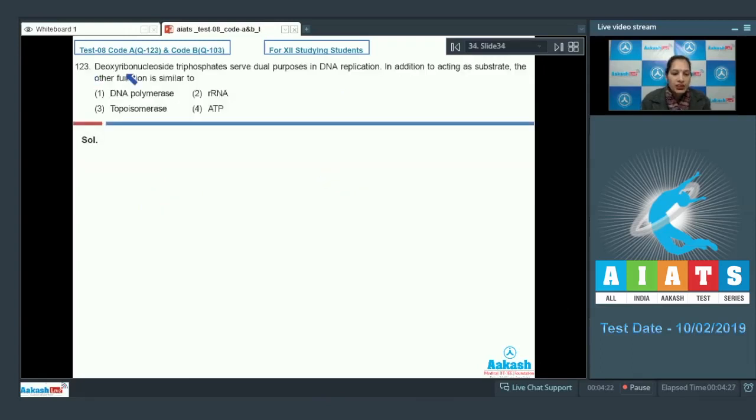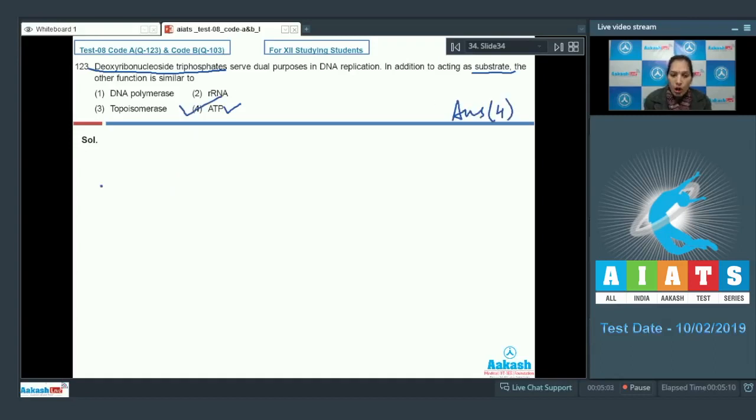Question number 123. Deoxyribonucleoside triphosphates serve dual purposes in DNA replication. In addition to acting as substrate, the other function is similar to first option, DNA polymerase. Second, rRNA. Third, topoisomerase. Fourth, ATP. Deoxyribonucleoside triphosphates, also called dNTPs, serve dual purposes during DNA replication. First, they are substrates, and second, they provide energy for DNA replication. So they act as ATP also. So the correct option for the given question is option number 4.